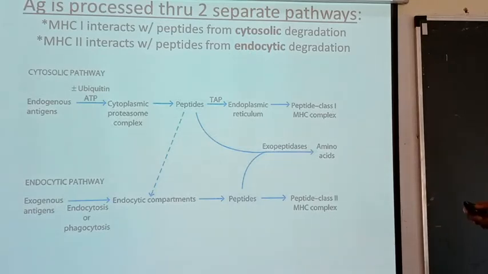In the endocytic pathway, there is the exogenous antigen. This is the endogenous antigen, this is the exogenous antigen, and endocytosis or phagocytosis is carried out, where an endocytic compartment is there. Peptides are synthesized, and these peptides react with the MHC complex 2. So here MHC complex 1, here MHC complex 2.